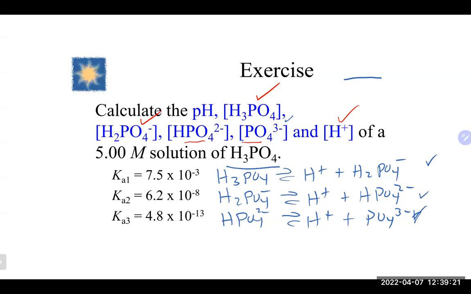So the next thing that's going to happen is the second hydrogen is going to come off here. So let's do that part. The second step is, remember now that this guy here will drop off the second hydrogen.